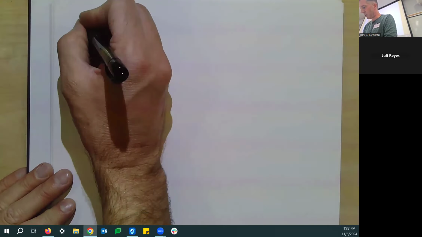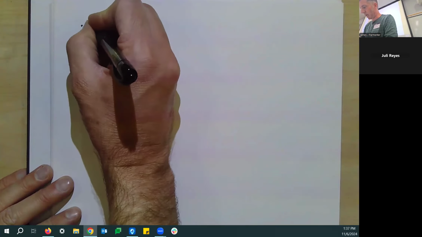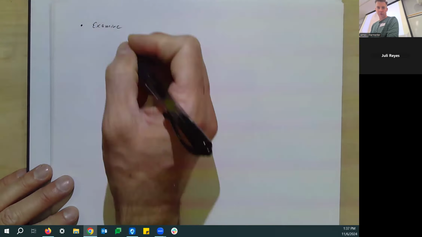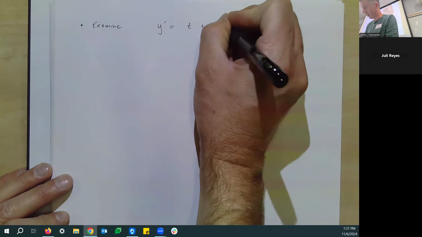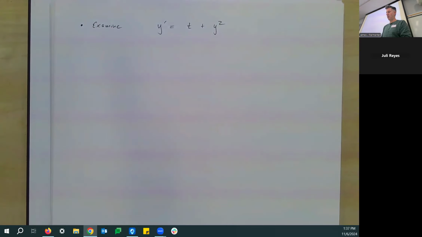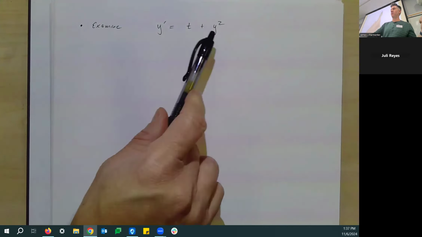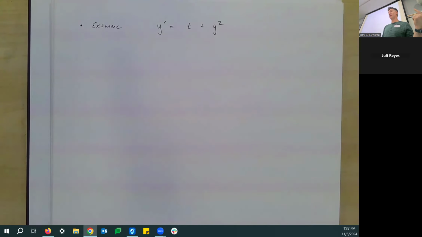So let's say we're going to examine the differential equation y prime equal to t plus y squared. I'll point out, I don't think we can solve this one. First of all, it's not first order linear. What's the problem? Is it the y prime, the t, or the y squared? It's the y squared, right? The y squared is making it not linear in your dependent variable. And it's not separable either.